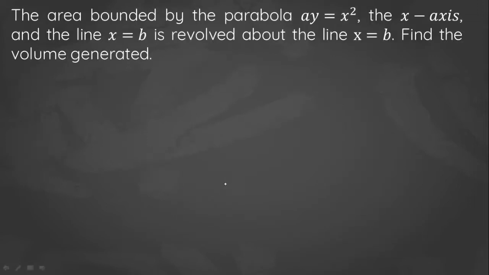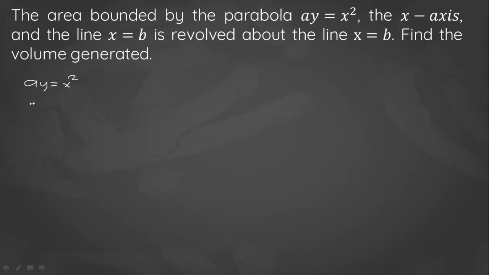Now, we have another example that states: the area bounded by the parabola ay is equal to x squared, the x-axis and the line x is equal to b is revolved about the line x is equal to b. Find the volume generated. Now, feel free to pause this video and answer it on your own. We must sketch the graph of the given function, ay is equal to x squared.